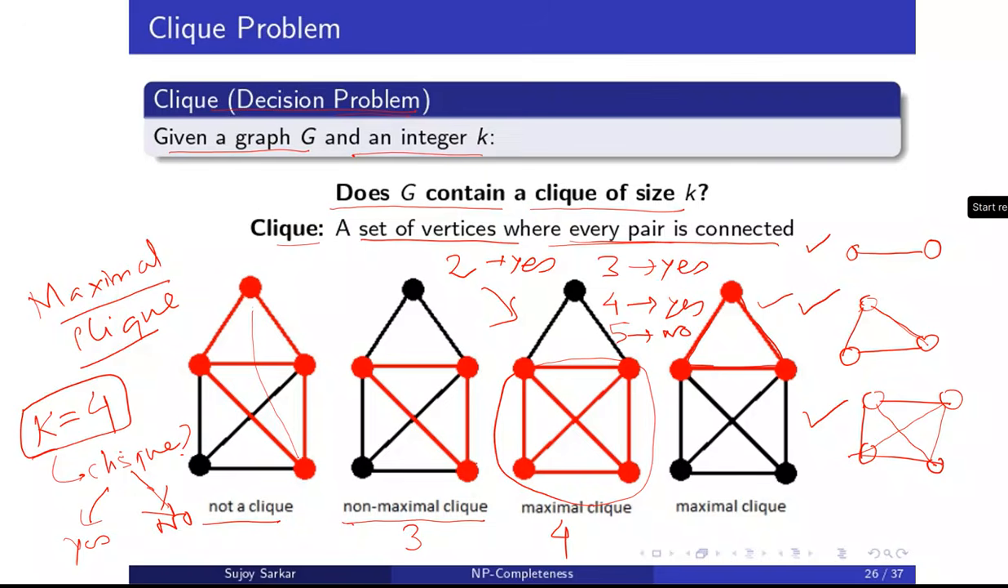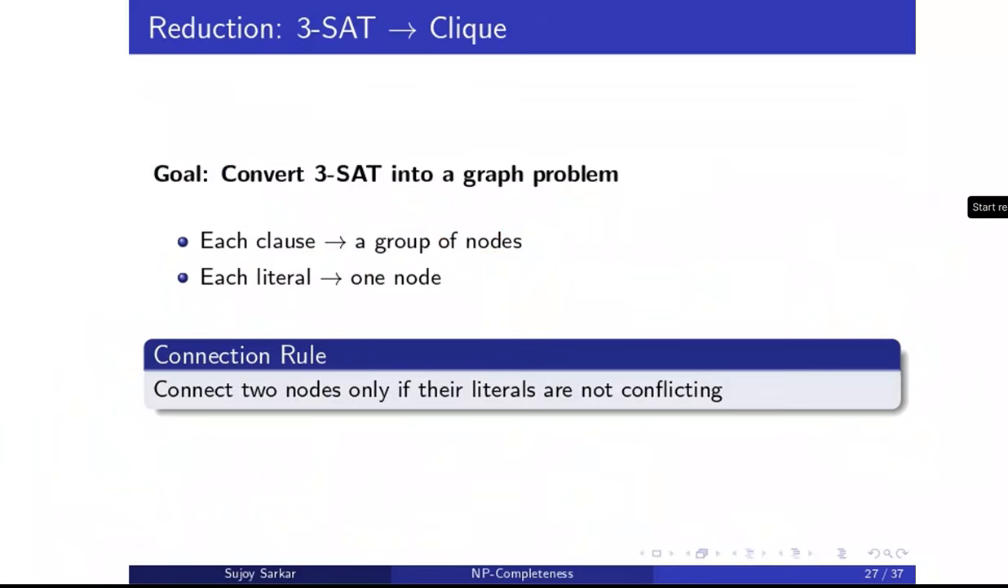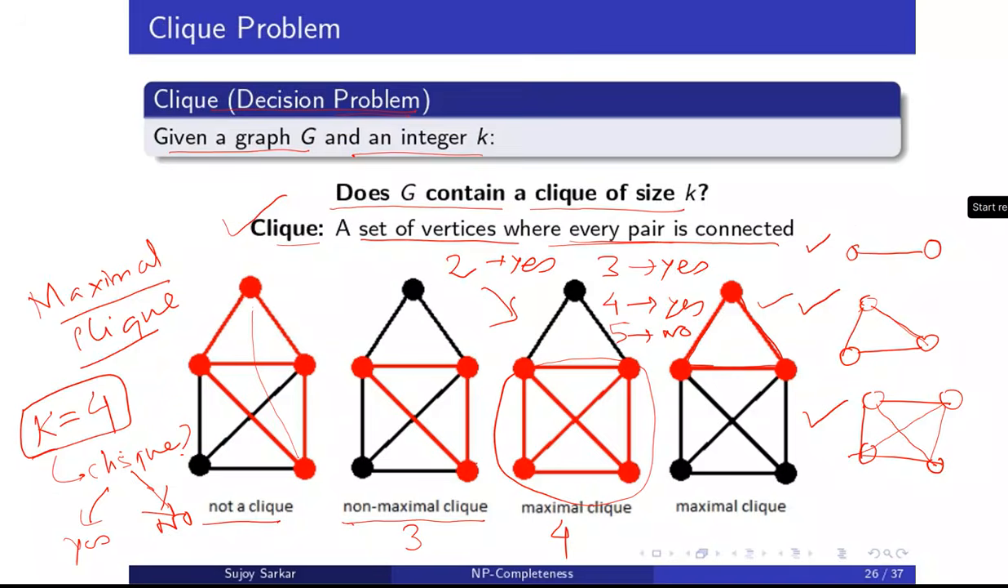So we want to prove this problem is NP-complete. So what do we have to do? As we said earlier, before going to the reduction, first we have to prove that it is in NP. To prove it is in NP, we have to show that given a solution, it is verifiable in polynomial time.